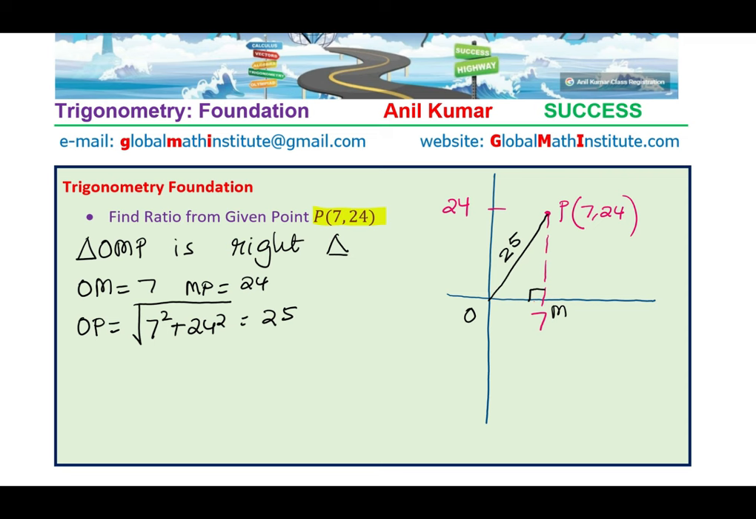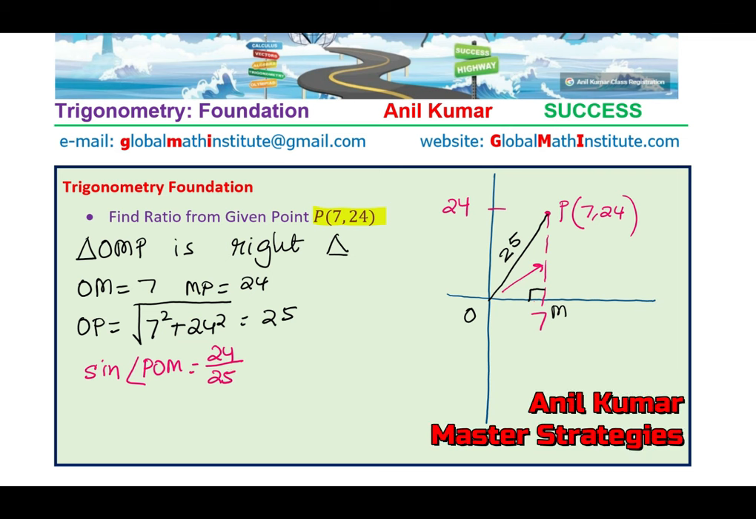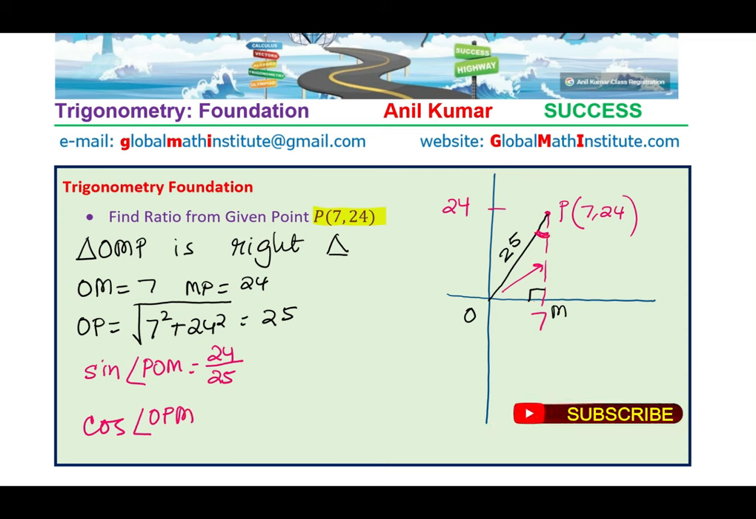And now we can write down what is sine of angle O, right? Sometimes we write it like this, angle POM. So what is sine of angle POM? Well, sine of angle POM will be the opposite side 24 over hypotenuse 25, correct? Can you write down what is cos of angle, let's say, OPM? OPM means this angle. As you see, the adjacent side is again 24, so this is also 24 over 25. So what we notice here is that sine of POM is the same as cos of OPM.